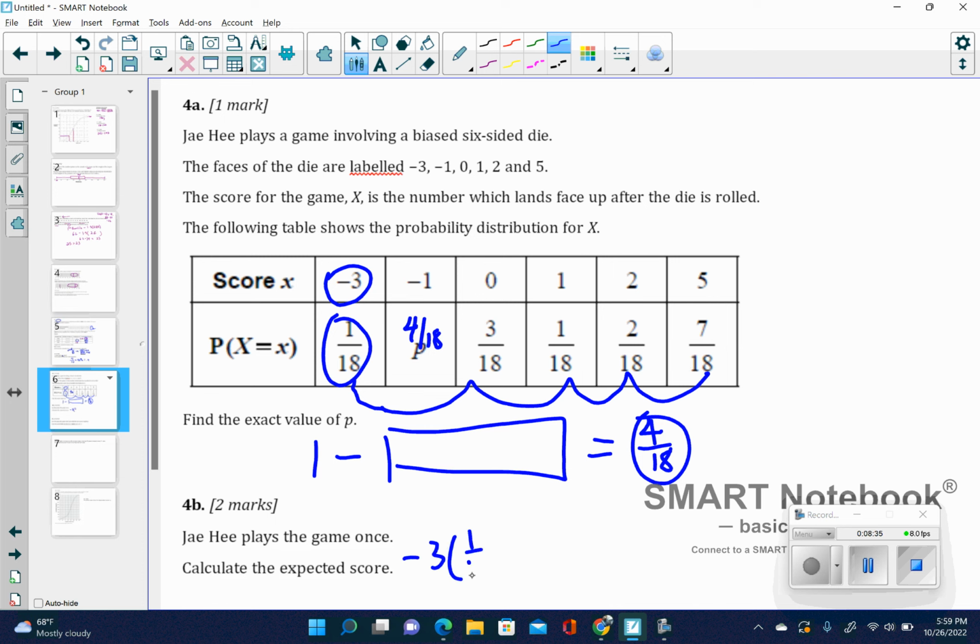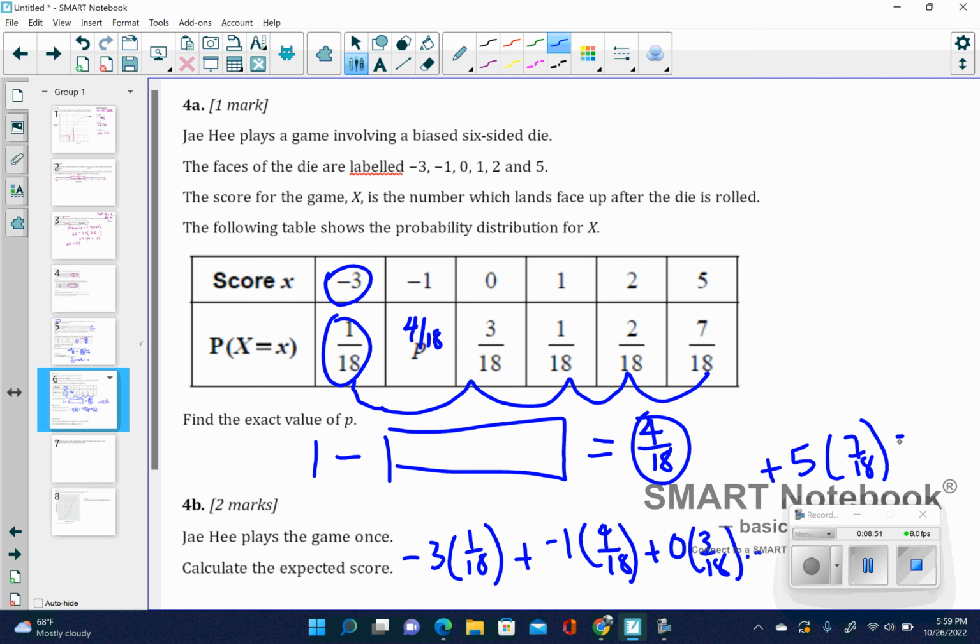-3 times 1 over 18 plus -1 times 4 over 18 plus 0 times 3 over 18, and so on and so forth until you do 5 times 7 over 18, and you add all those numbers. When you do that, you're going to get 1.83, or something equivalent to that. So 3 significant figures, okay?